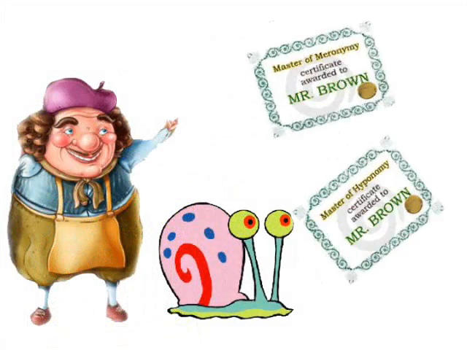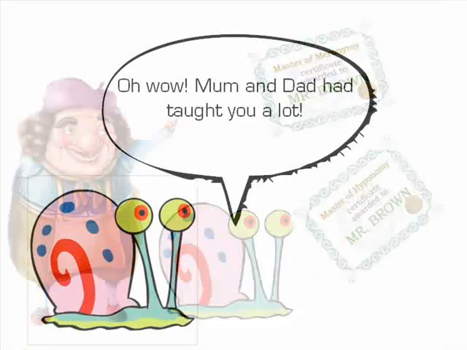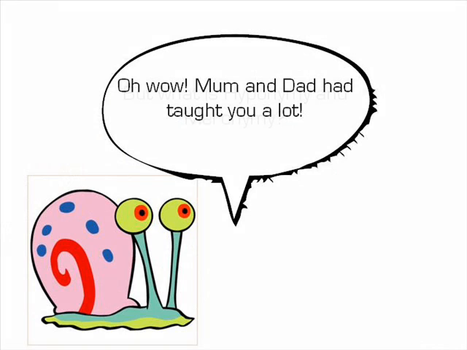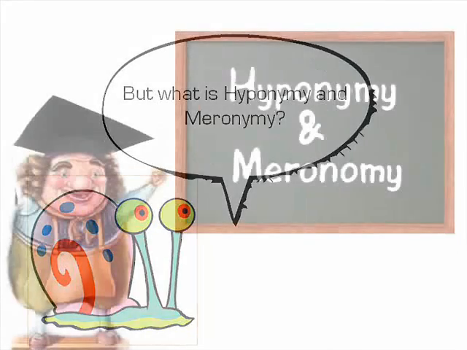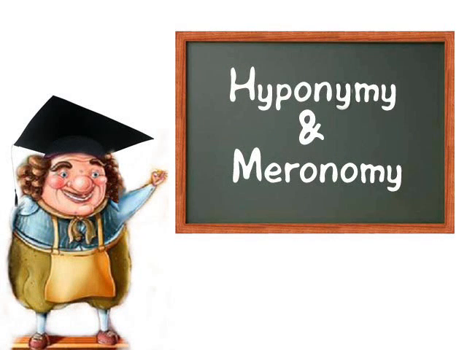And Mr. Brown went on to tell Gary that he had learned what hyponymy and meronymy is. Oh wow, Mom and Dad had taught you a lot. But what is hyponymy and meronymy? Mr. Brown now has to recap his knowledge and explain to Gary what they are. Would you help him along?